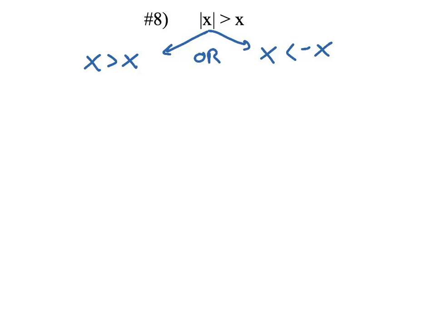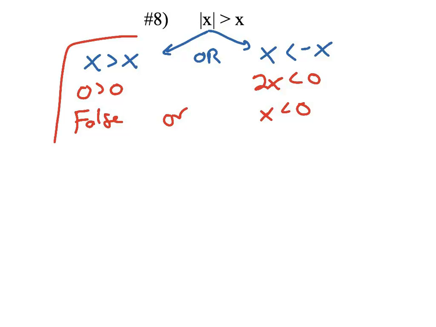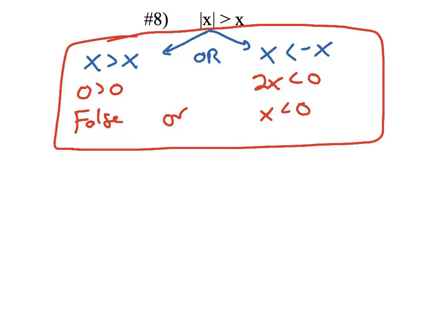Solving each of these. On the left, if you subtract x from both sides, you get 0 is greater than 0. If you have no variables left, you need to ask yourself, is that a true statement or a false statement? 0 is greater than 0. That's definitely a false statement. Solving the other inequality, if I were to add x to both sides, I would get 2x is less than 0. Divide both sides by 2, I get x is less than 0. So my two solutions are false, which means no solution, and x is less than 0.